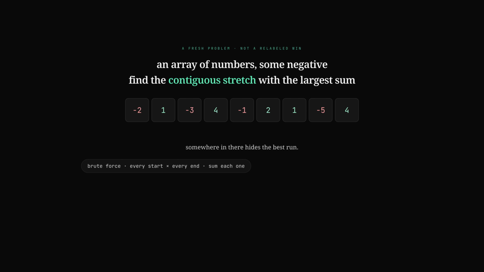Brute force tries every stretch, every start, every end, sum each one. That's the quadratic triangle again, dead at scale. So think like the last three lessons. Split the array at the middle.